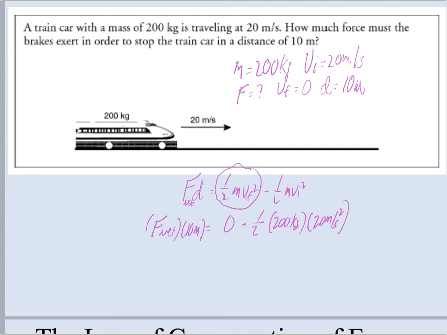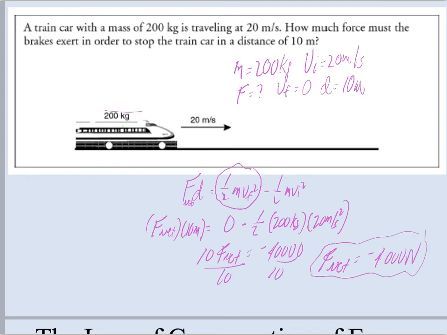So we end up with 10 times F net equals, this gives you negative 40,000 when you multiply it all out. And how are we going to solve for F net? We divide both sides by 10, and we get a negative 4,000 newtons for our answer. Now, why is it negative? Well, the train is moving to the right, and that net force has got to be to the left because it's the only way it's going to slow it down, and that's in the negative direction. So there's your negative 4,000 newtons for your answer.